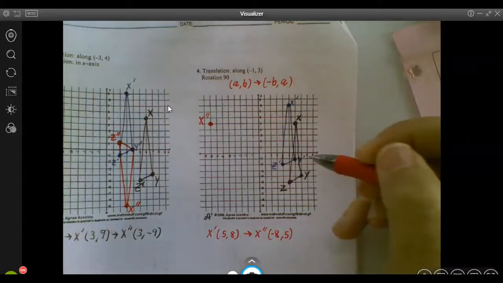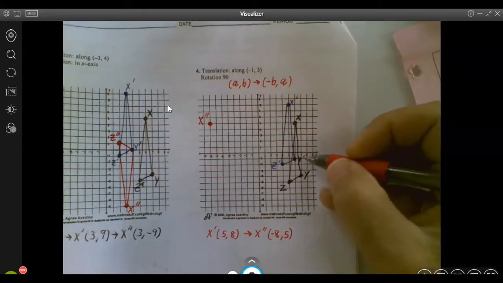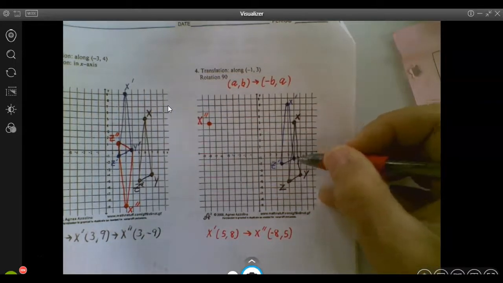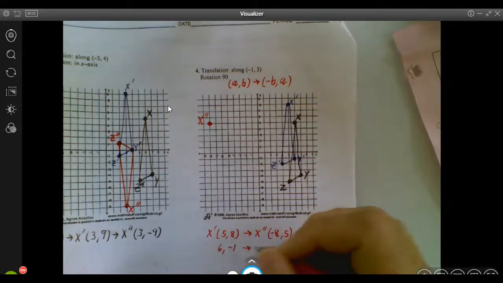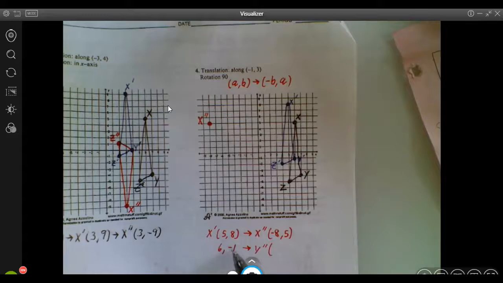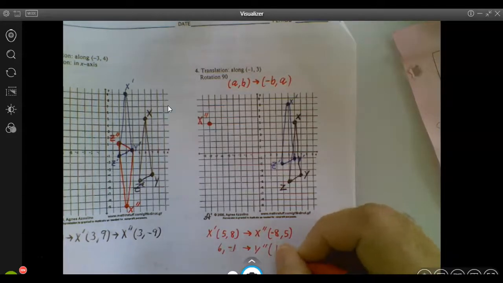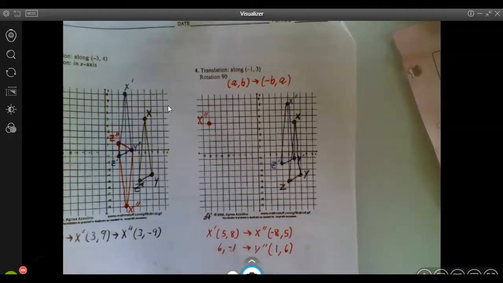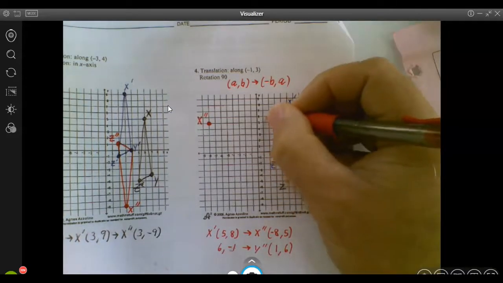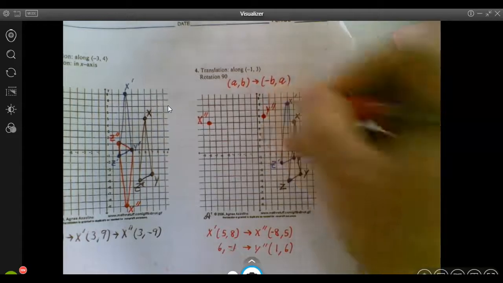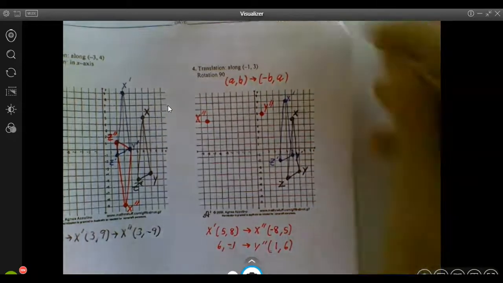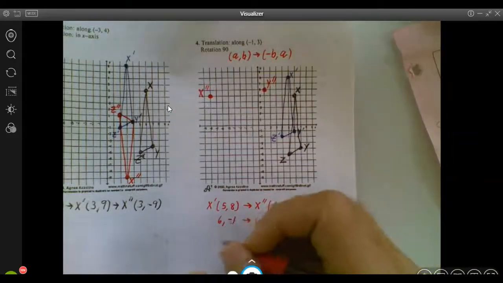So let's do the same thing for our Y. Currently, Y prime is at 6, negative 1. So where is he going to? So again, those guys are going to trade places. That negative 1, as it moves to the front, is going to become positive 1. So Y double prime should be at 1, 6. And then one last person here, we got Z.